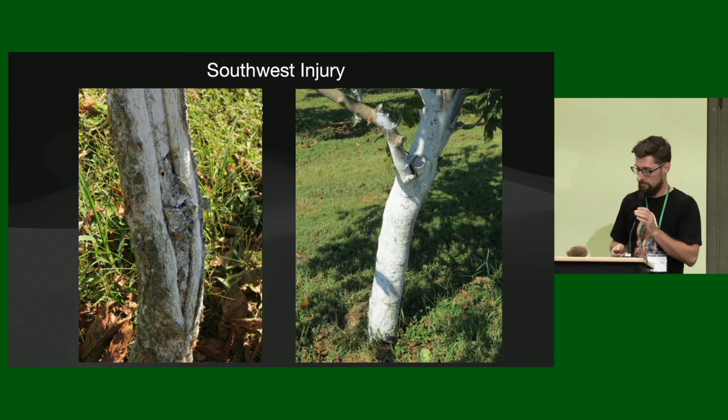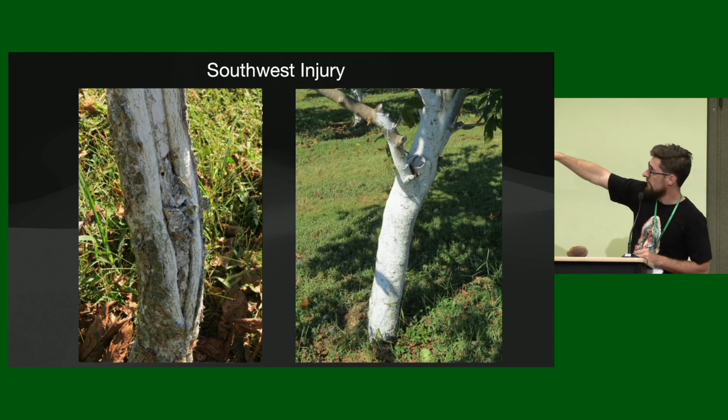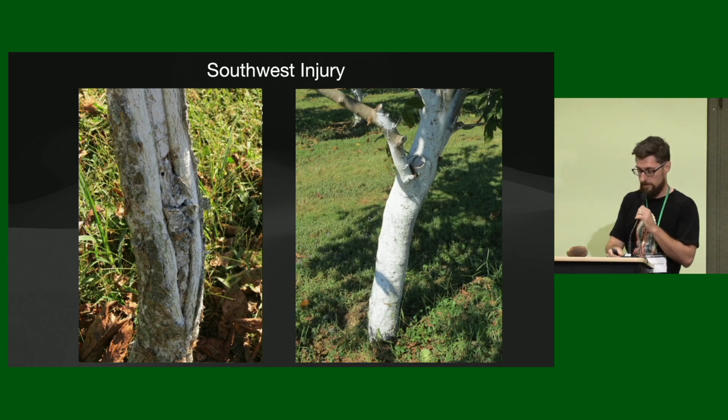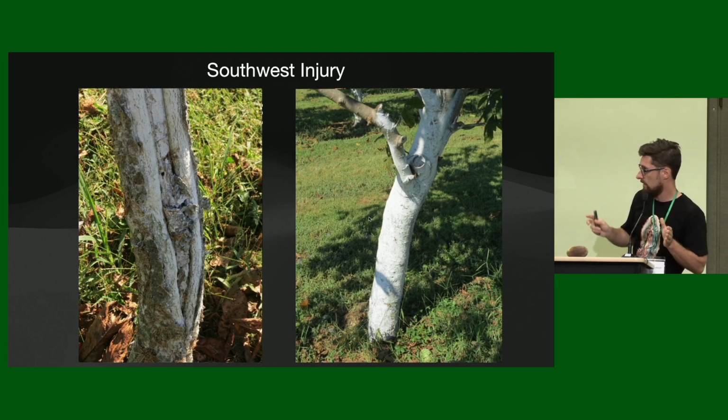This is severe southwest injury on the tree on the left, and then that's a painted tree, and you paint them with white indoor latex paint, watered down 50% with water. You paint that on the trees to prevent southwest injury. So it's very important to do to your trees if you're not already.